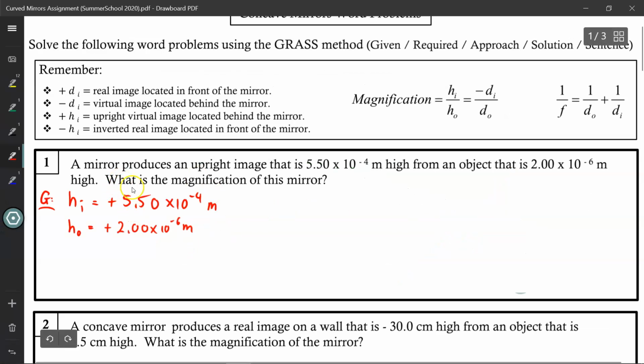Alright, it then goes to ask what is the magnification of this mirror? So that's what I'm trying to find. What am I required to find? The magnification. Next, I need to look at the approach. So which equation should I use?